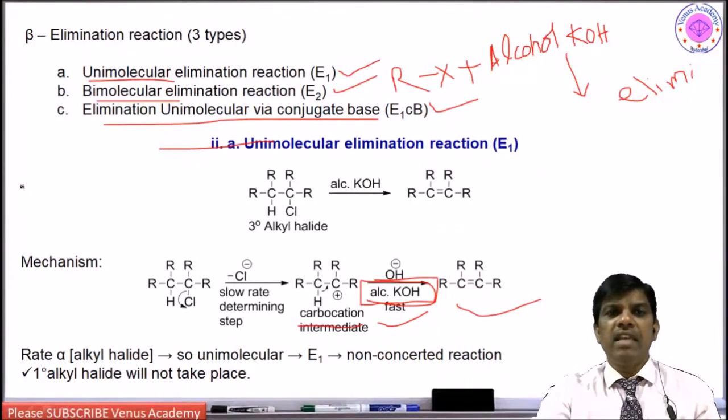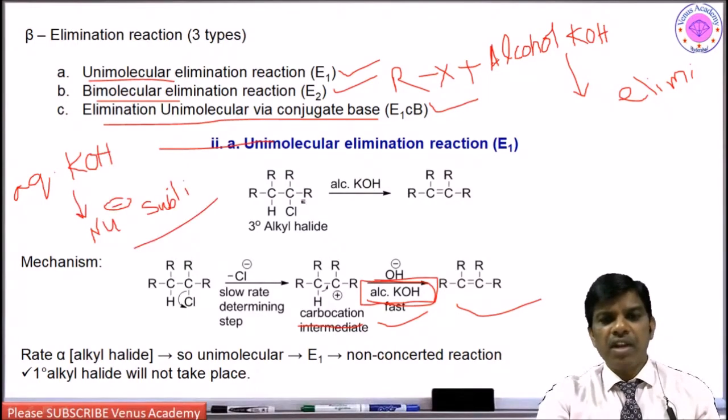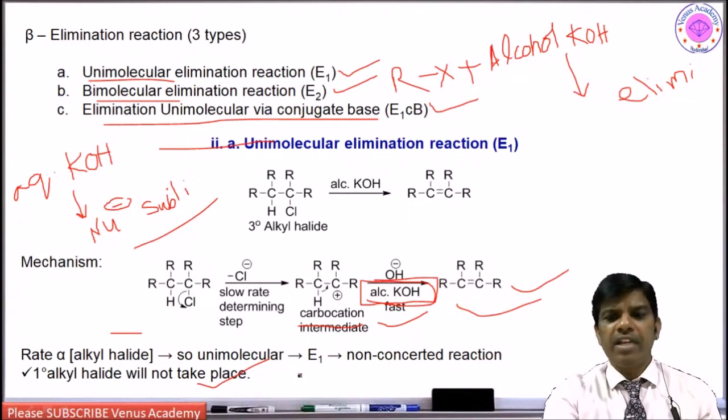Whereas aqueous KOH favors nucleophilic substitution. Please remember or note this down. So HX is going out to give alkene. The rate of reaction is proportional to the alkyl halide, which is why it is known as unimolecular elimination reaction.